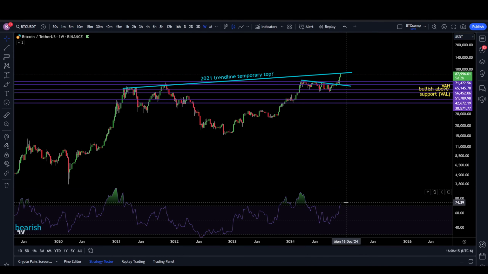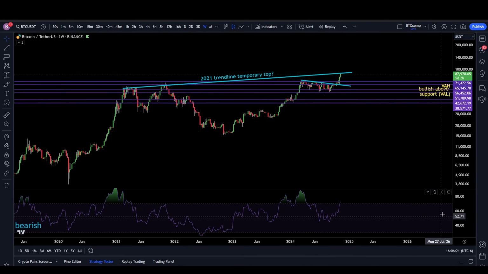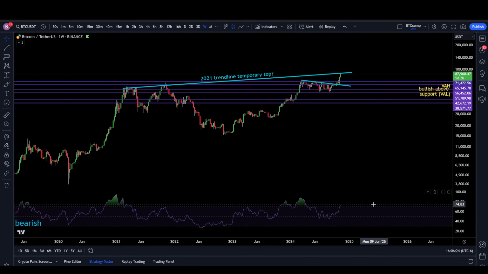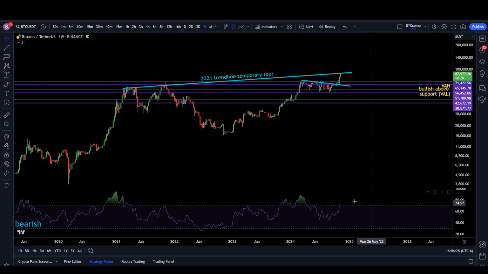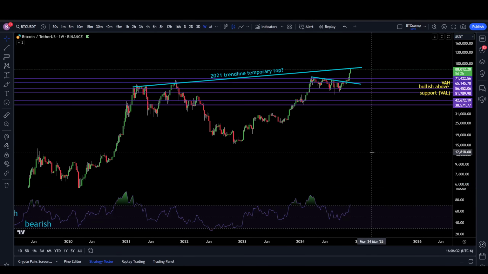So we're back into the overheated area, but this also means that it's extremely bullish when it's above the 70 RSI, and it's extremely bearish if it's below the 30. So this is the overbought level, and this is the oversold level, but they're also considered that other thing I was just talking about. So this could be a temporary top.